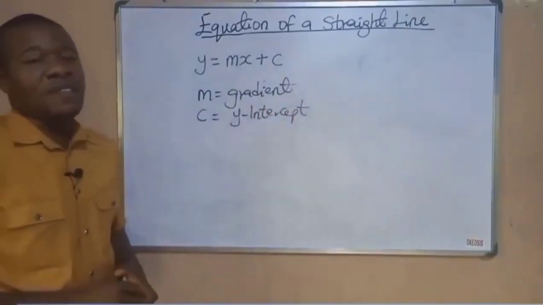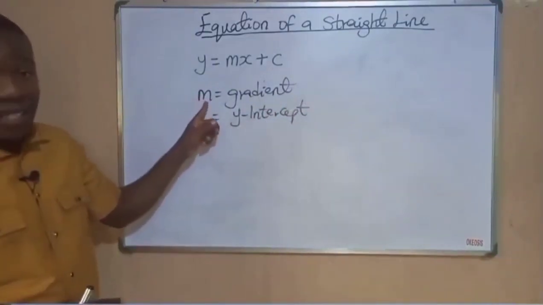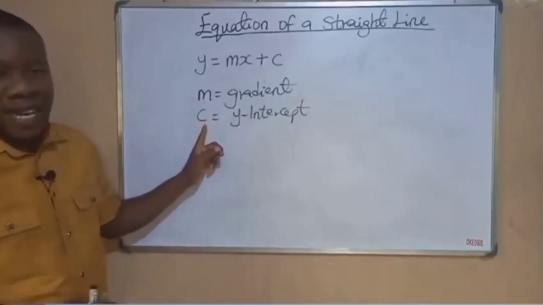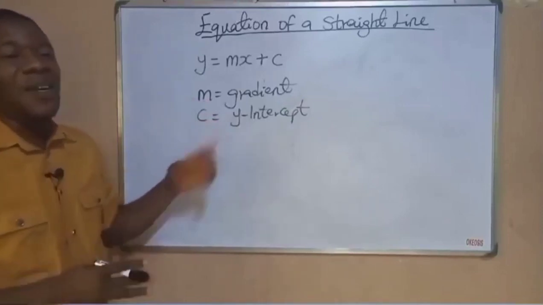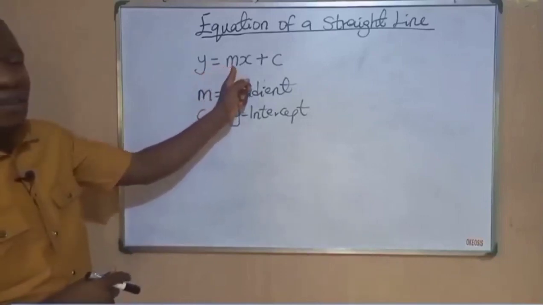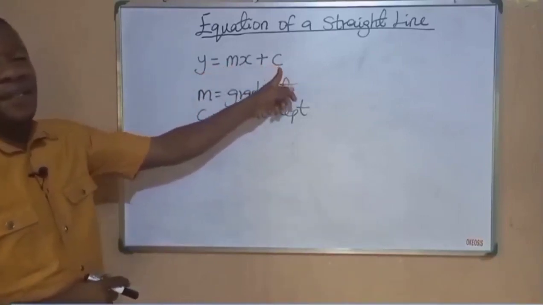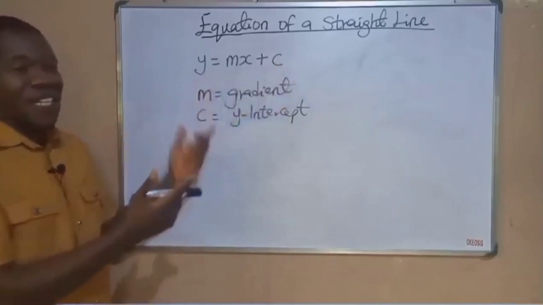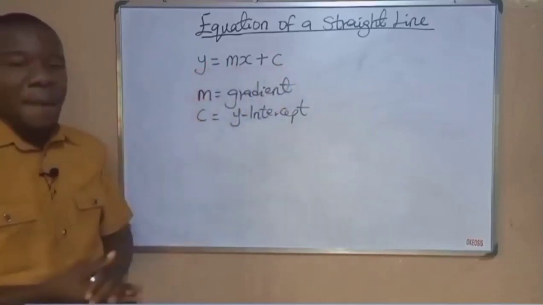So this means that whenever we have the gradient of a straight line and the y-intercept of that straight line, we can form the equation of the straight line just by putting in the value of m here, then putting in the value of c here. That connects the two variable points.